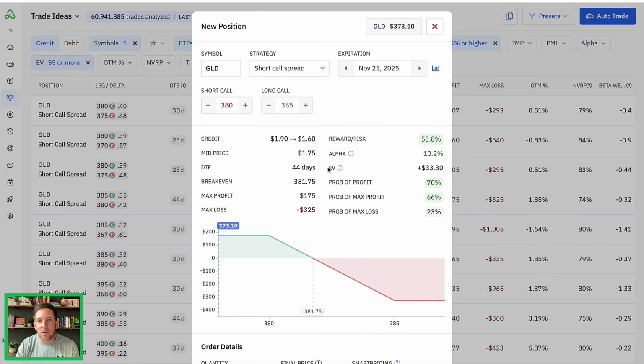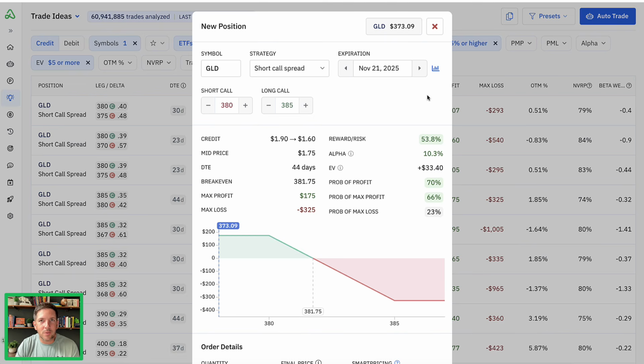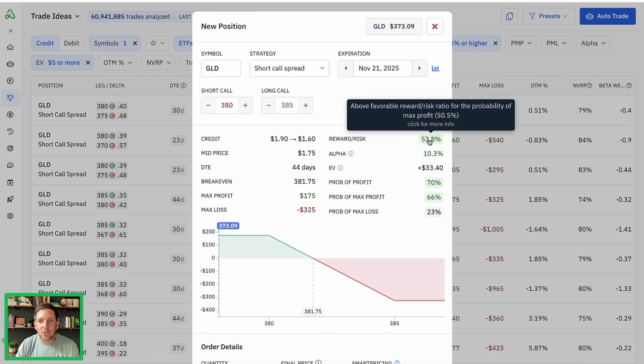Okay, here's an interesting one. This one's a little bit further out, so maybe the profit metrics are a little bit better here, but expected value here is about $33. This is a November position all the way out in November, so about 44 days out. So it gives me lots of time for GLD to move into my range. You can see it's got that expected value. Probability of profit overall is 70%, which is great, and the risk reward is favorable for this setup, so it turns green.